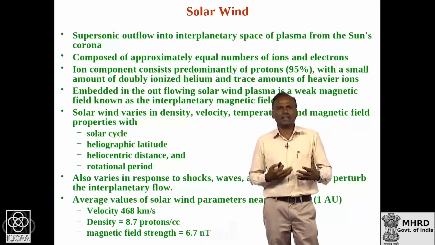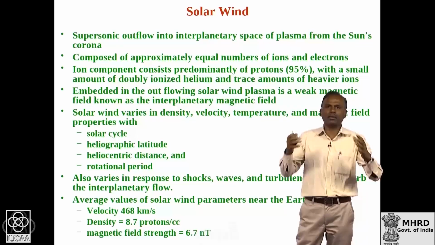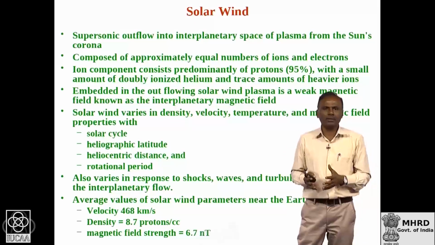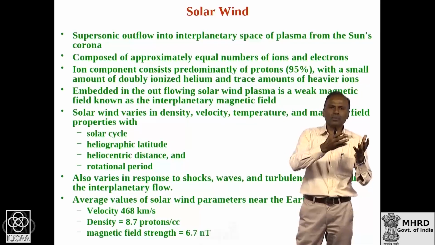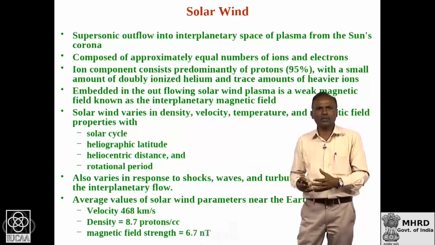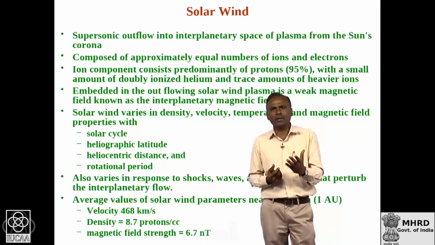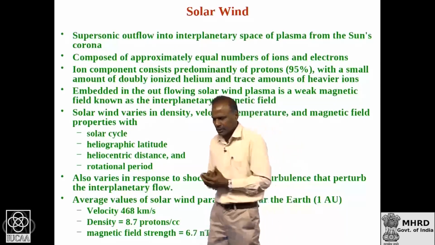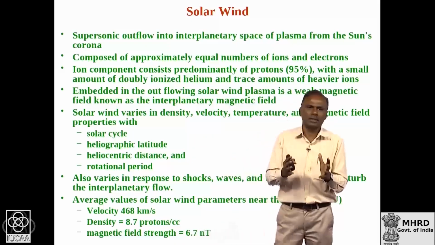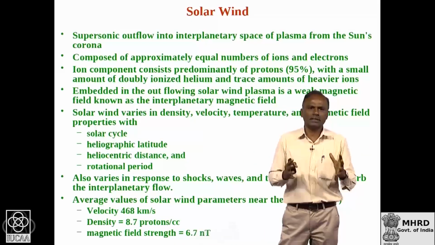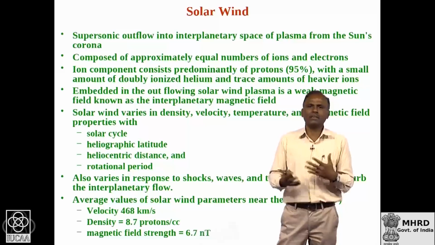It varies with the approximately 11-year solar cycle, and we see solar wind properties varying with heliographic latitude as you go from the equatorial region of the sun to the polar region in the north pole, or from the equatorial region of the sun to the south pole. Solar wind properties also vary with heliocentric distance. As you go away from the sun, the solar wind properties change, and the solar wind also varies with the rotational period of the sun.